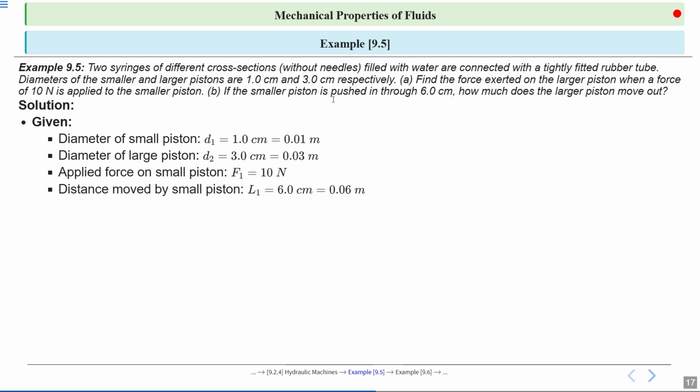So smaller piston is pushed in by 0.6 centimeter or 0.06 meters. This movement will cause the larger piston to move out, and we will calculate exactly how much it moves.